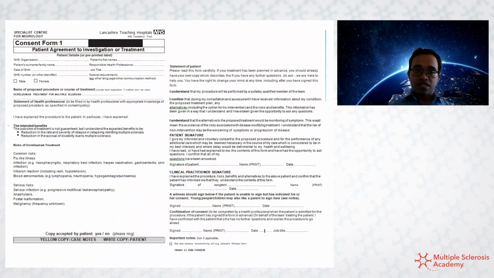This is how our new consent form will look. This has now gone to press for printing, where we discuss with the patient that they are being offered ocrelizumab for treatment of multiple sclerosis. The intended benefits include reduction in the rate and severity of relapse in the case of relapsing remitting multiple sclerosis, and also to reduce the accrual of disability due to multiple sclerosis. The common risks and the serious risks are discussed, and subsequently the patient and the clinician will sign the form.